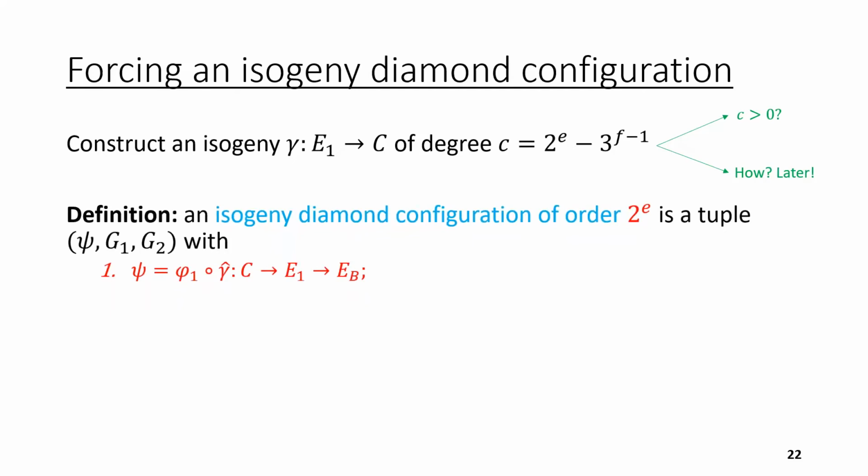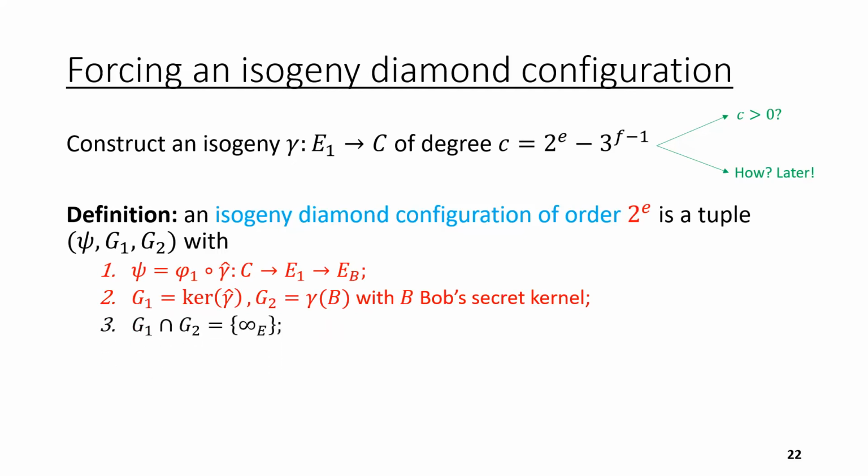We're going to take the dual of gamma and then concatenate it with phi 1, which, recall, was the last part of Bob's secret isogeny. And this concatenation will be our psi in the isogeny diamond configuration, where G1 will be the kernel of the dual of gamma. Recall now that we have an isogeny from C to EB, where we sort of pass through E1. G1 is the kernel of the dual of gamma, and G2 is the image under gamma of Bob's secret kernel that we pushed to C, of course.